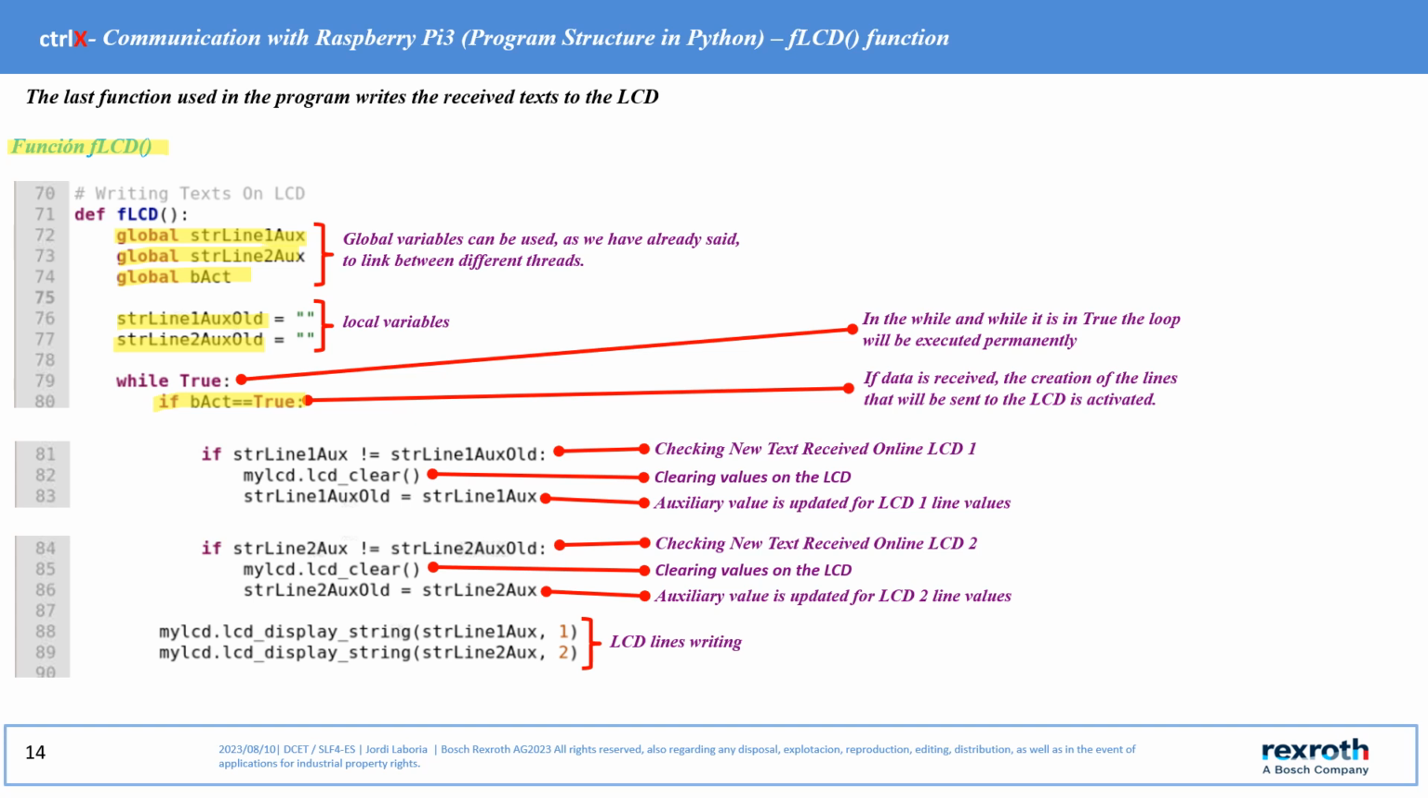In the if, we check that the new text has been received. The LCD is cleared with the clear command, and the value of the auxiliary line is updated, which allows us to register the arrival of a new text. This is done analogously in both if instructions, so that both lines are updated. Finally, the lines are written with the new text on the LCD.